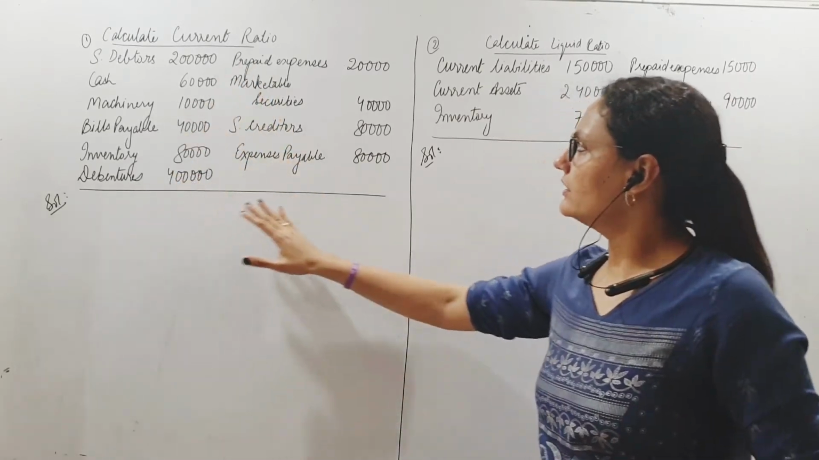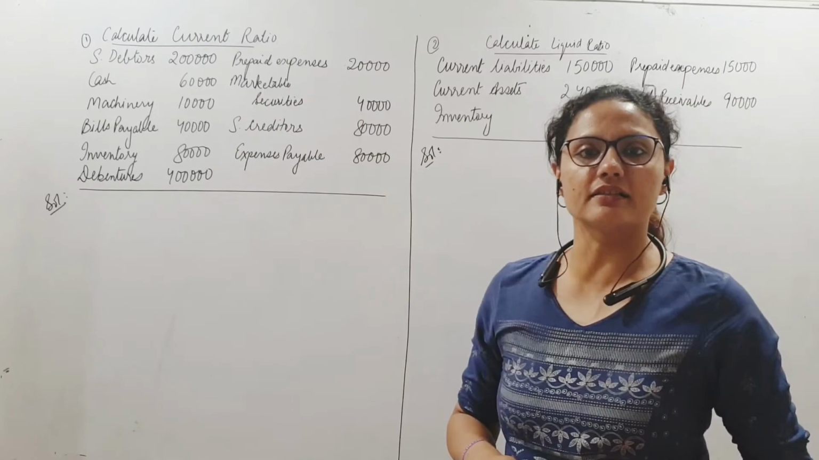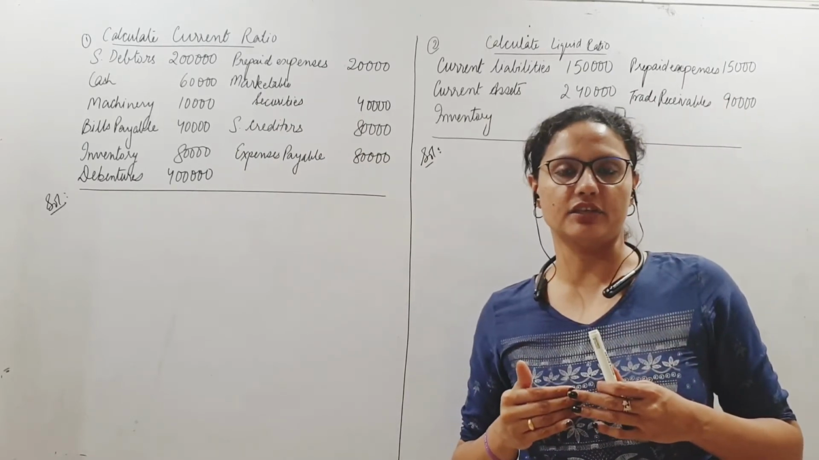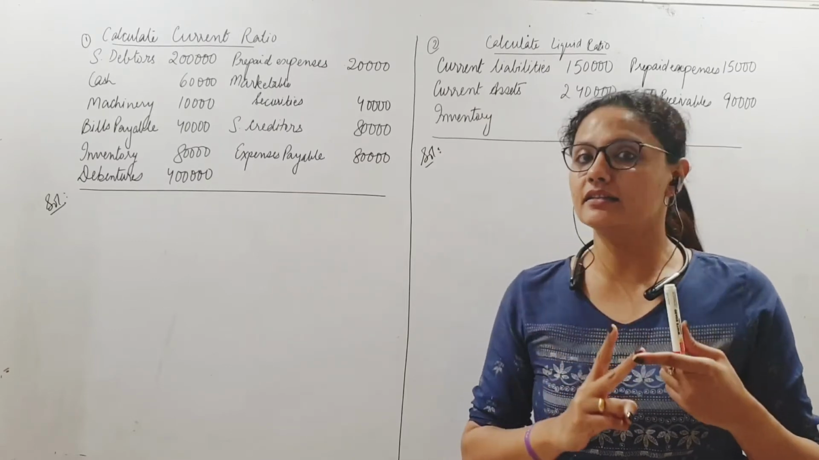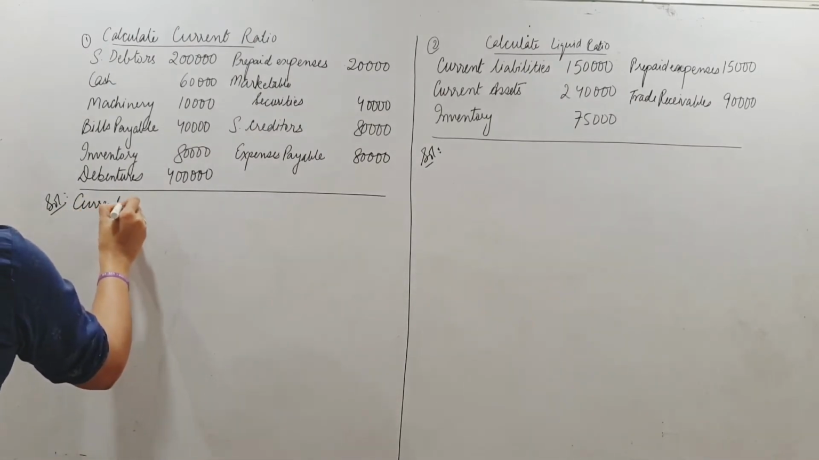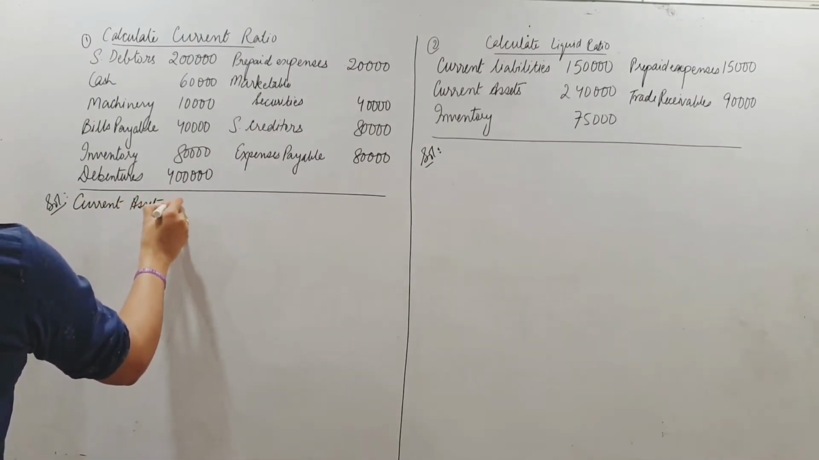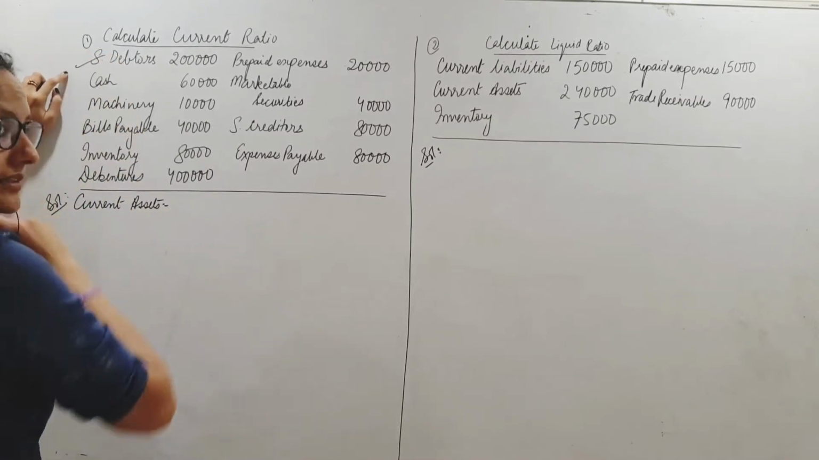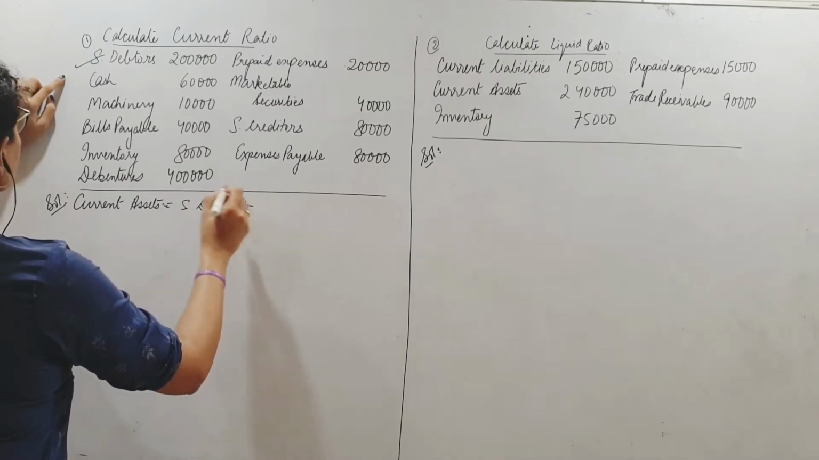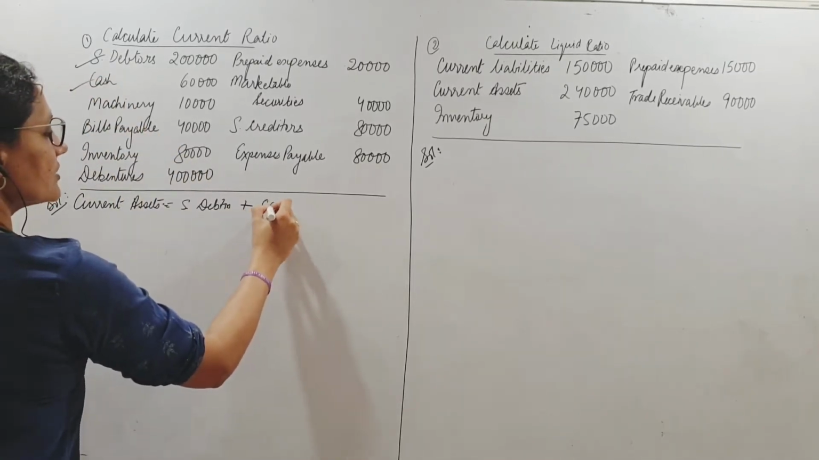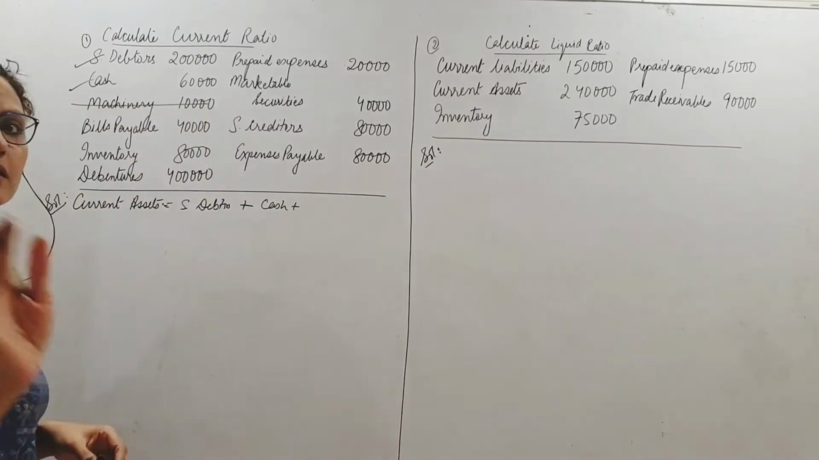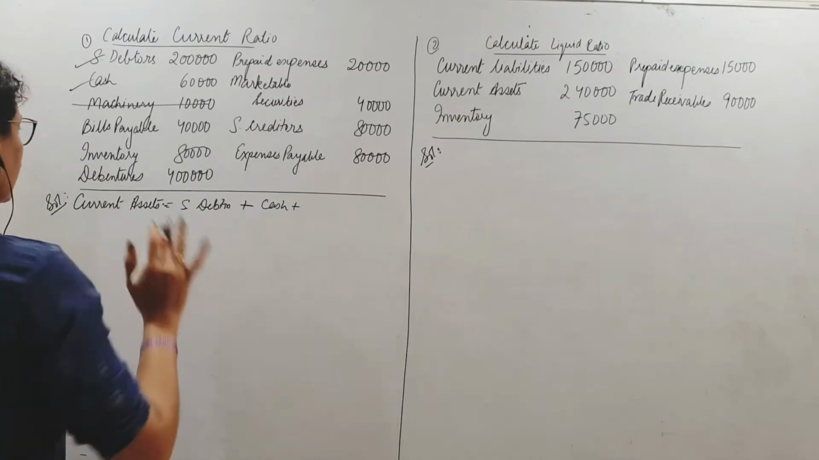Now here a list of certain assets and liabilities is given to me. All I need to know is what I need for calculating current ratio. I need current assets and I need current liabilities. So let us see how much current assets we have. Sundry debtors, yes, very much a current asset. So sundry debtors plus cash. Cash is also current asset. Okay, machinery is a fixed asset. Doesn't find a place in my current ratio.